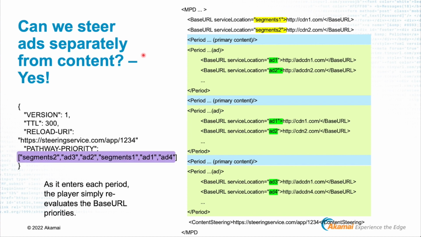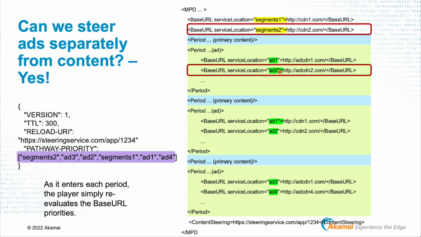So in the steering server response, we can have a pathway priority that lists a bunch of possible service locations. And all that happens is, as the player is playing through its periods, it reevaluates the base URLs that are current for that period against this list. So right at the start to play it, we would notice that segments 2 is at the beginning. We would start playing with base URL segments 2.